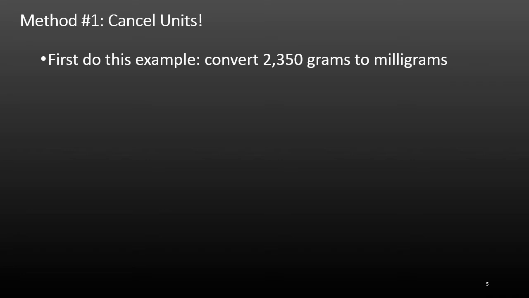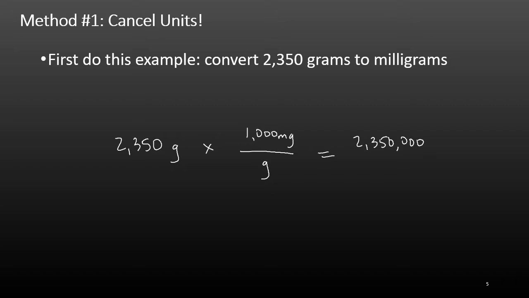All right, so method number 1, canceling units. Let's do this example. 2,350 grams, and we're going to convert that to milligrams, so we're going to multiply that by the conversion factor of 1,000 milligrams per gram, and we will do the math. 2,350 times 1,000 is 2,350,000. And what are our units?